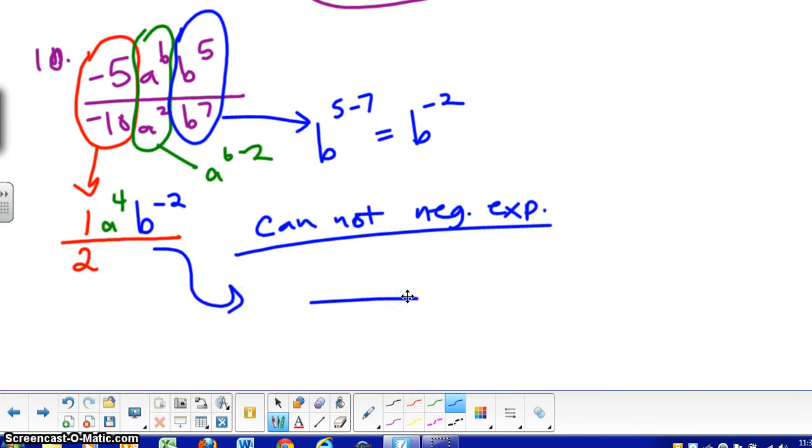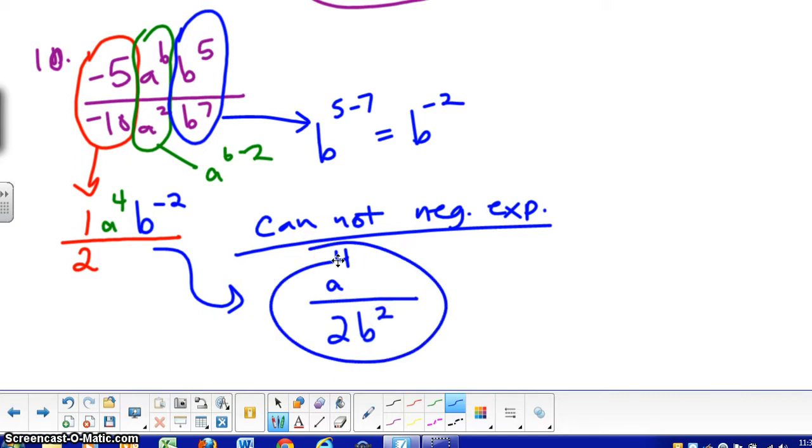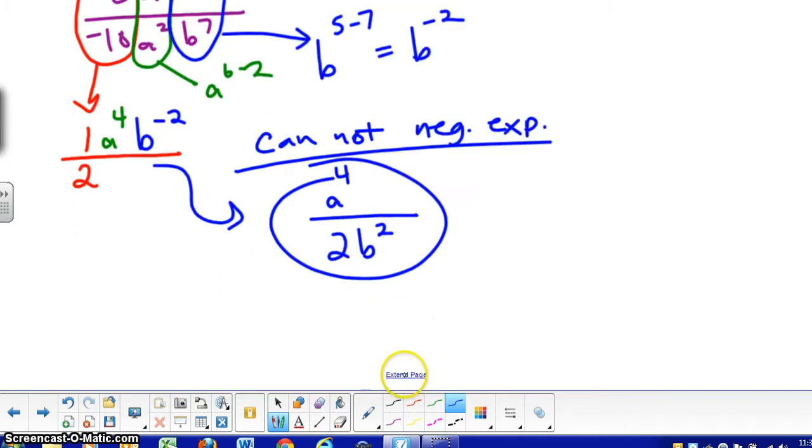Well, your a to the 4th is fine because it's positive already. The 2 is fine because there's no exponent on there. And then, I guess there's a 1, but it's not a negative. And then the b squared would be in the bottom. Okay, so that would be your final answer if the question did say no negative exponents. Okay, so let's just do a couple more.